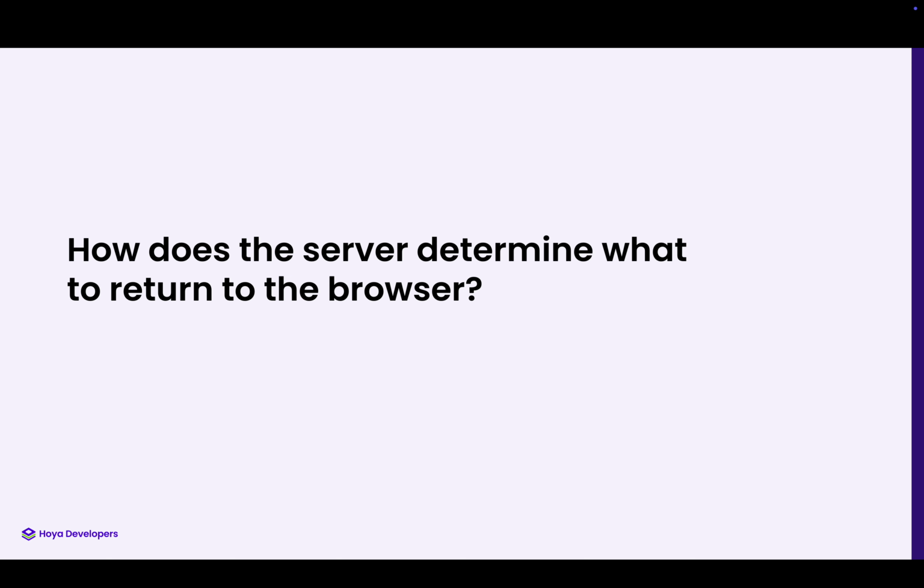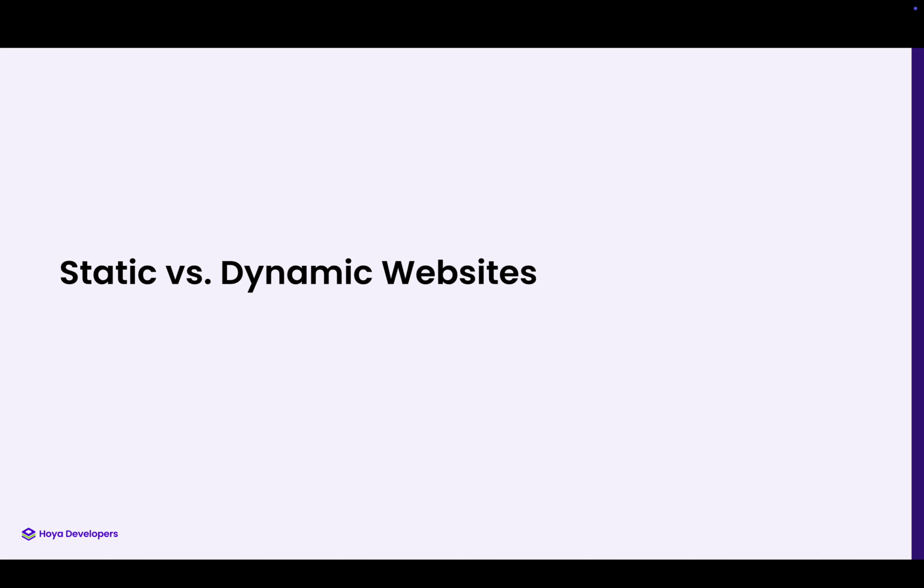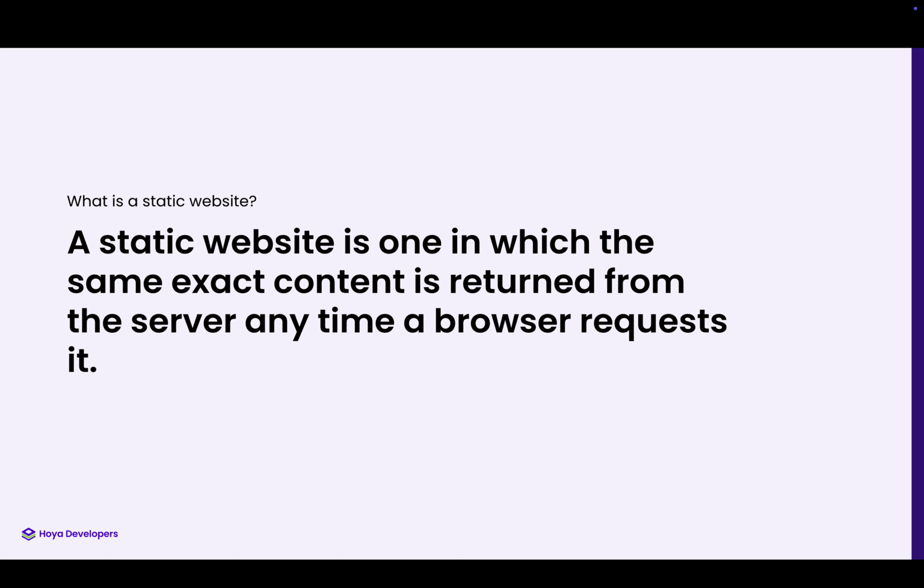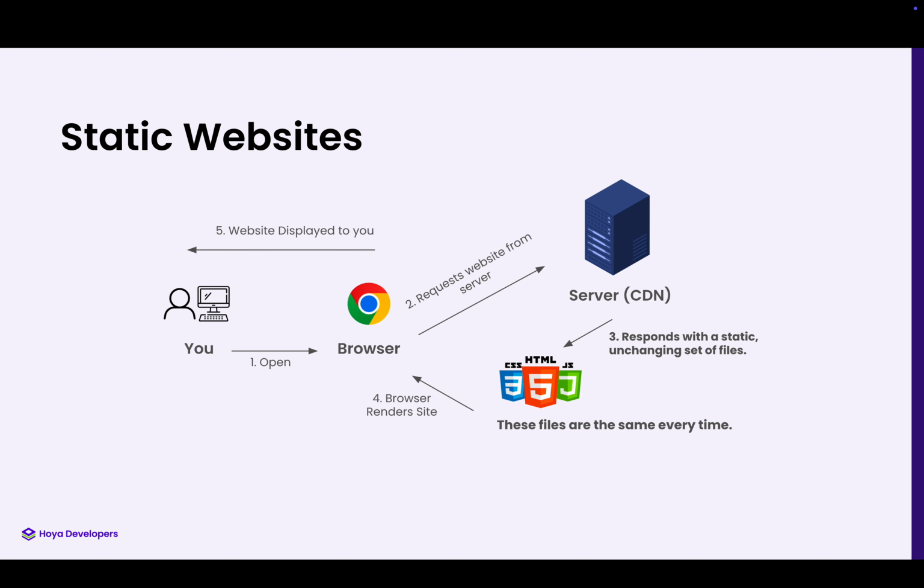The next question is, how does a server determine what to actually return to the browser, right? And this is where we get into this idea of what's called static versus dynamic websites. A static website is one in which no matter who you are, you see the same exact content, right? For example, if you visit google.com and all you expect to see is a search bar and everybody sees that search bar, that would be considered a static file, right? Because the server is giving you back the same file that it would give anyone else back. And so oftentimes you'll hear these are called content delivery networks or CDNs.